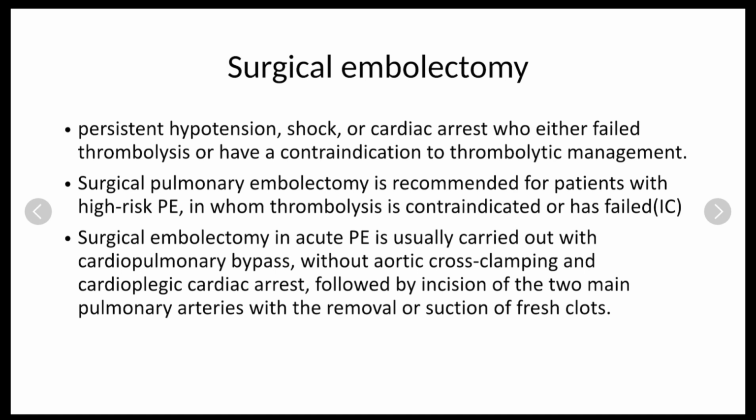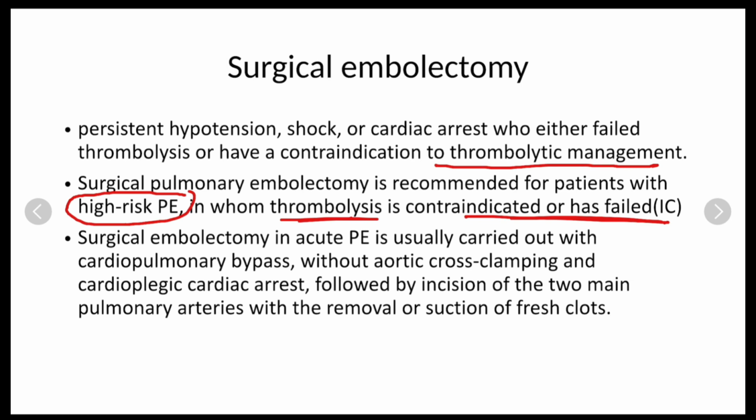Then comes surgical embolectomy. For persistent hypotension, shock, or cardiac arrest in patients who either failed thrombolysis or have a contraindication to thrombolytic management, we should do surgical embolectomy. Surgical pulmonary embolectomy is recommended for patients with high-risk pulmonary embolism in whom thrombolysis is contraindicated or has failed. Very, very important. This is a very selective population in whom surgical embolectomy is required: patients with high-risk pulmonary embolism in whom we can't do thrombolysis.